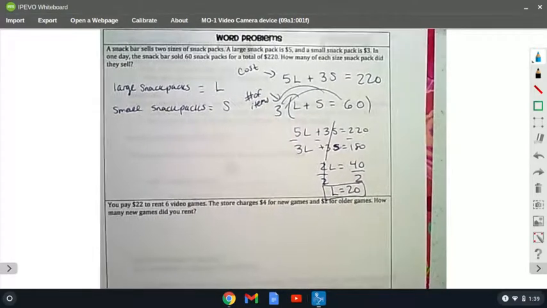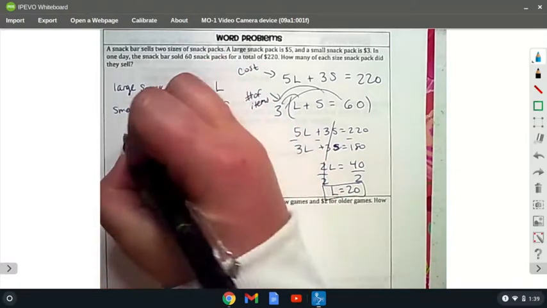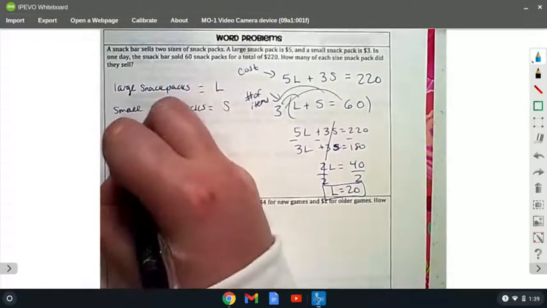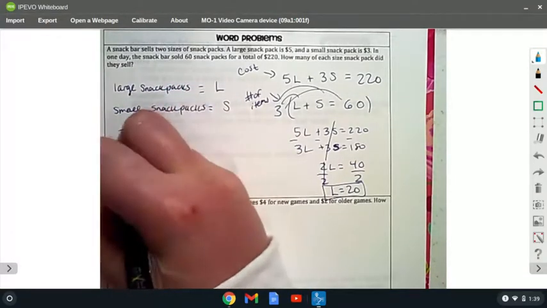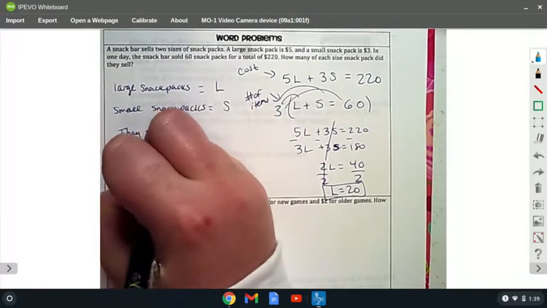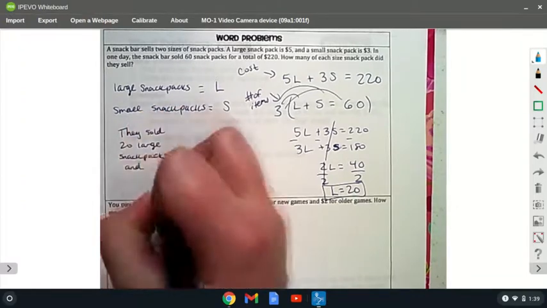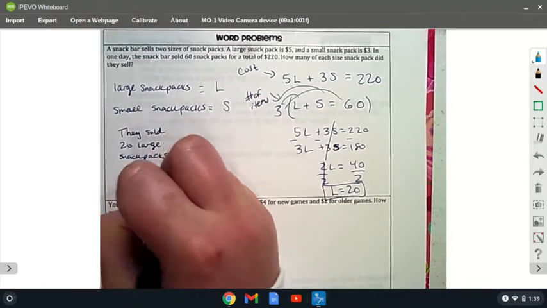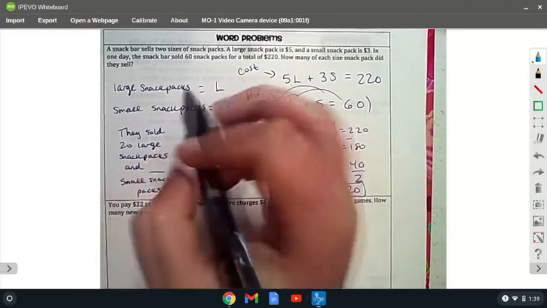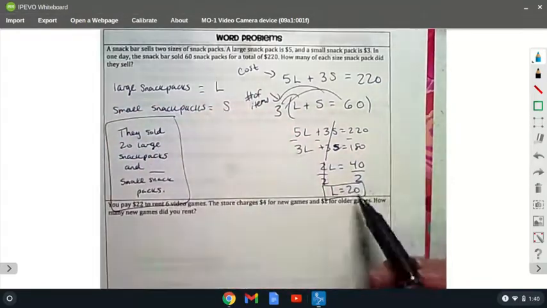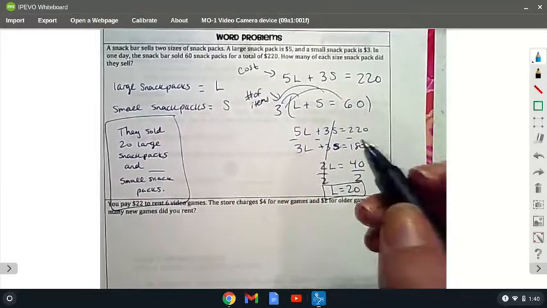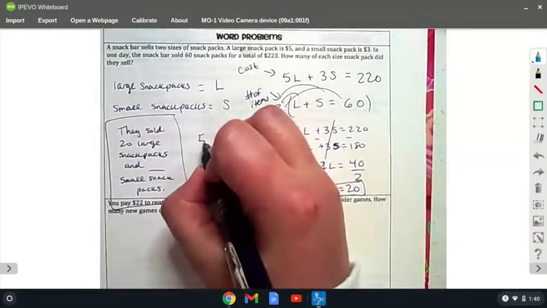My last step here is to find out how many of each snack pack they sold. So right now I can answer that they sold 20 large snack packs and blank small snack packs. I'm not sure how many small yet. I've got to take this 20 and plug it into one of my equations to solve. So I'll use the first equation.